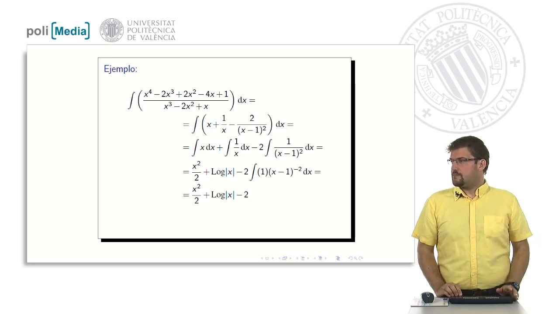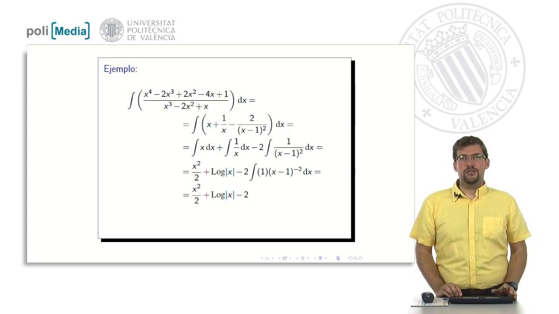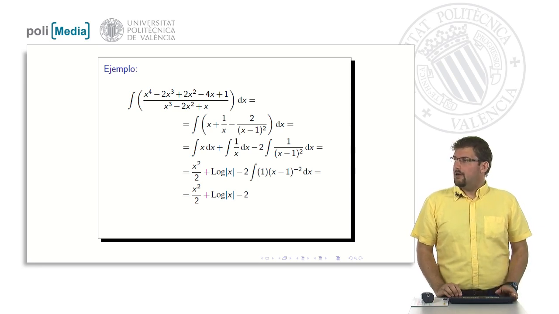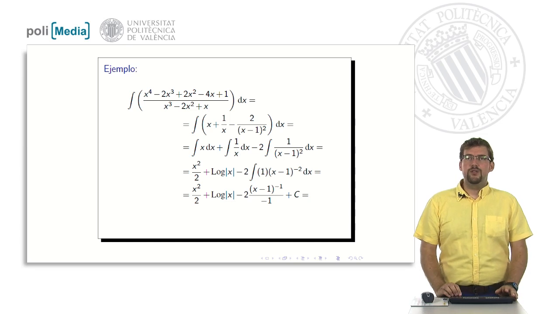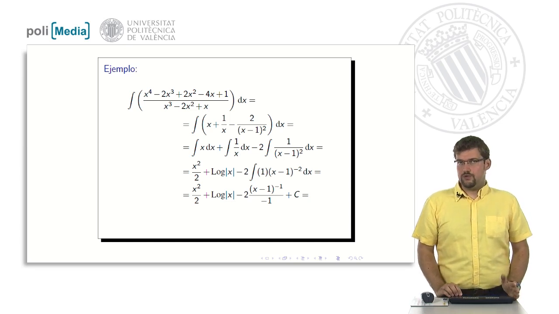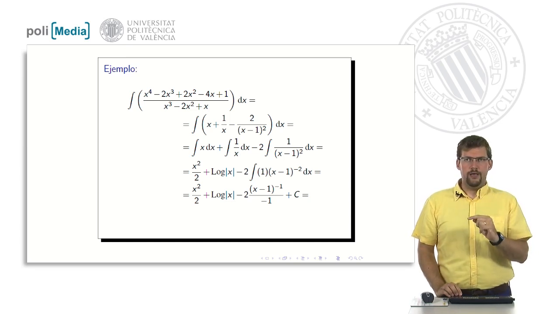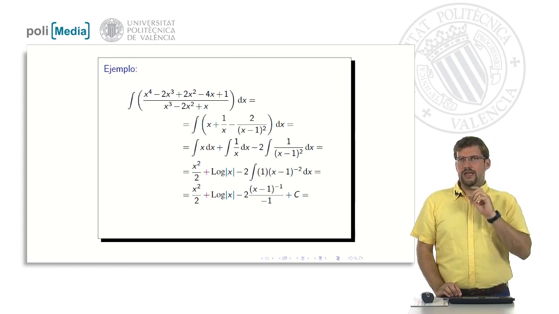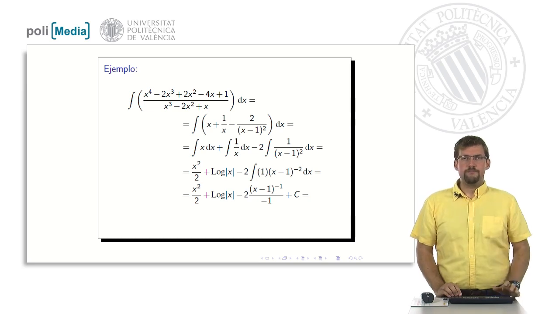In this case, we can rewrite it as x squared divided by 2 minus the natural logarithm of the absolute value of x, and now the integral of (x minus 1) raised to the power of minus 1 divided by minus 1. In this case, the exponent and the denominator match perfectly. Finally, once we have done the last integral, we must add the constant of integration. It is more convenient to add it at the end, in order to avoid problems.